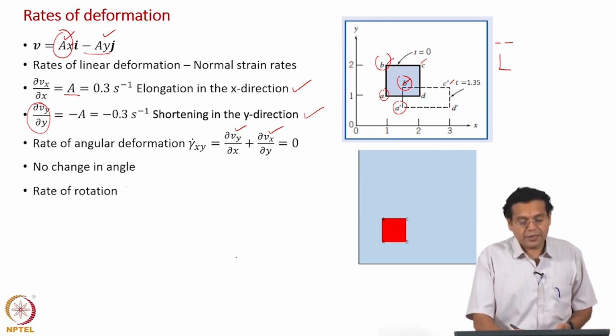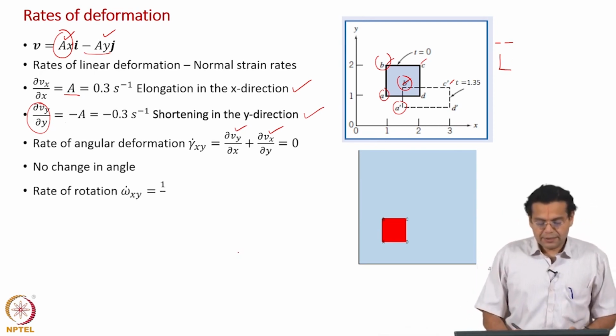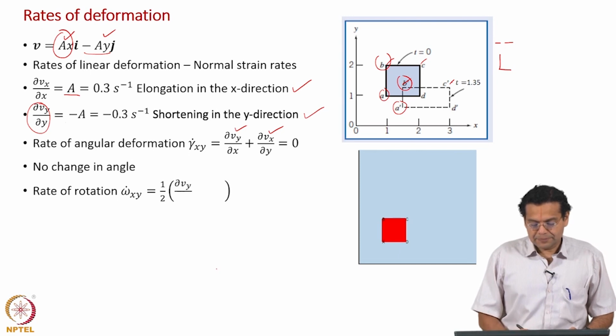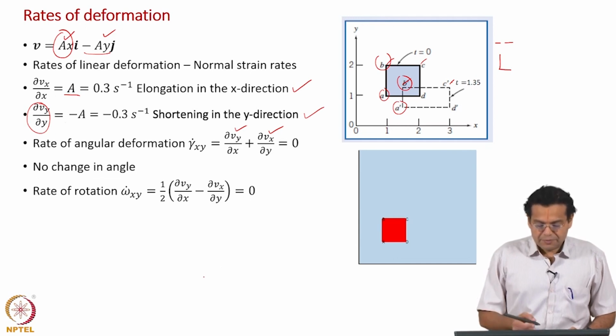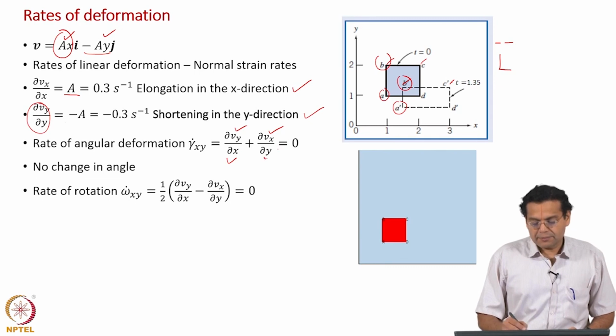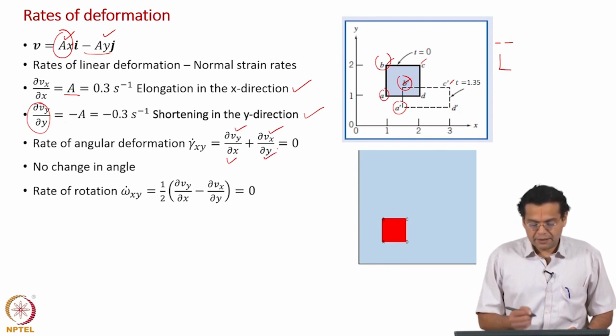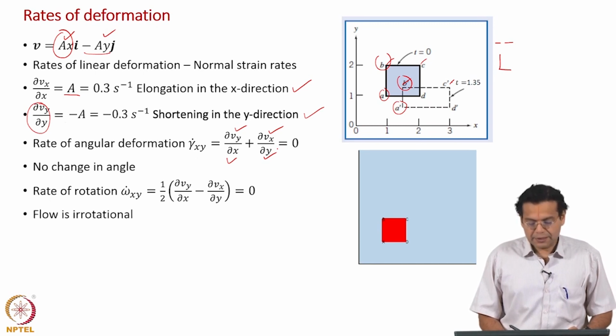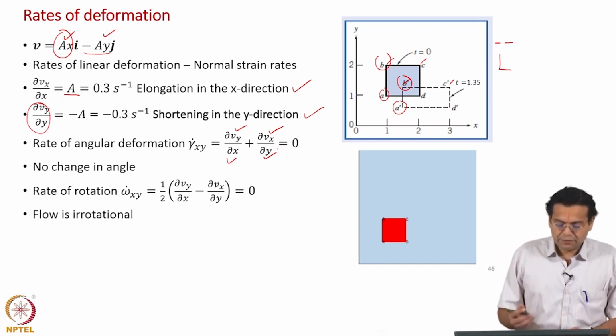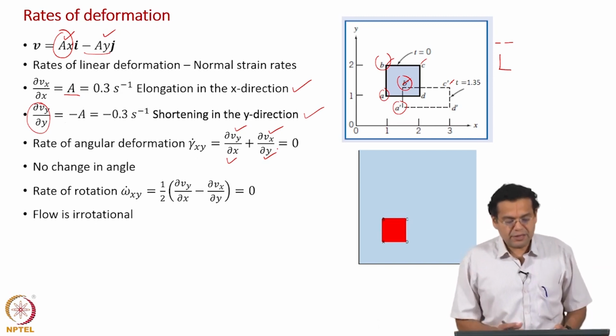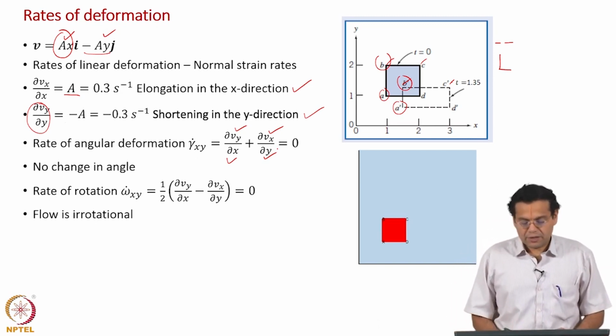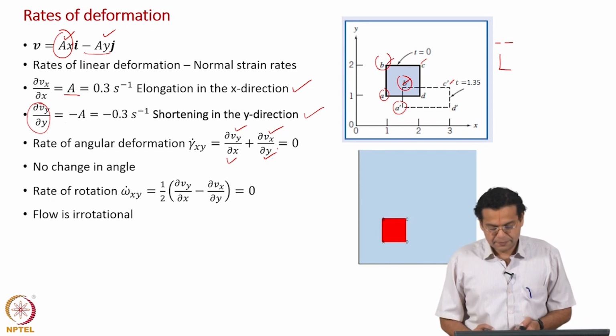So, the rate of rotation omega r at x y is the same expression as earlier with the minus sign, of course it is 0. Only if V y depends on x and V x depends on y will you have rotation, but they are not depending on x and y respectively. Such a flow is called irrotational, where you do not have any rotation.